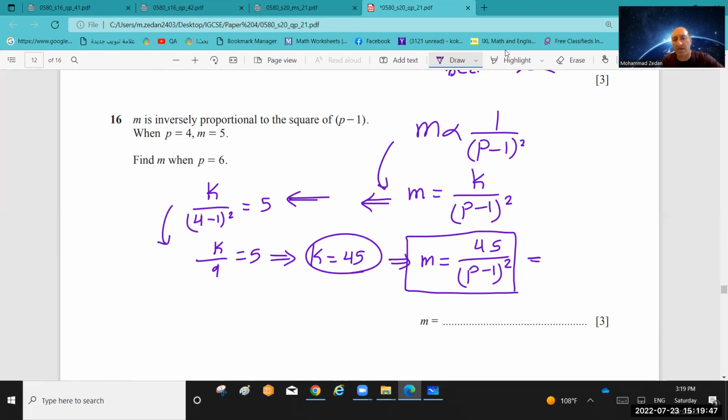You only substitute: 45 over (6 minus 1) squared, which is 5 squared. So 45 over 5 squared gives you what? Yeah, gives you 9 over 5. Then divide by 5: 9 over 5, or 1.8 as a decimal.